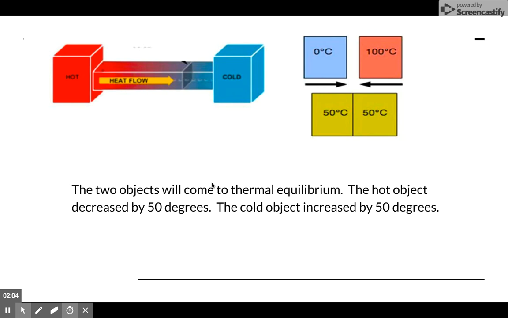Then we talked about when you add two objects of differing temperatures that those two objects will come to thermal equilibrium. In this example, you can see the hot object is 100 degrees Celsius and the cold object is 0 degrees Celsius. And when they are allowed to mix, both temperatures are now at 50 degrees Celsius. So the hot object decreased by 50 degrees and the cold object increased by 50 degrees. So we can see that that 50 degrees from the hot object got transferred to the cold object.